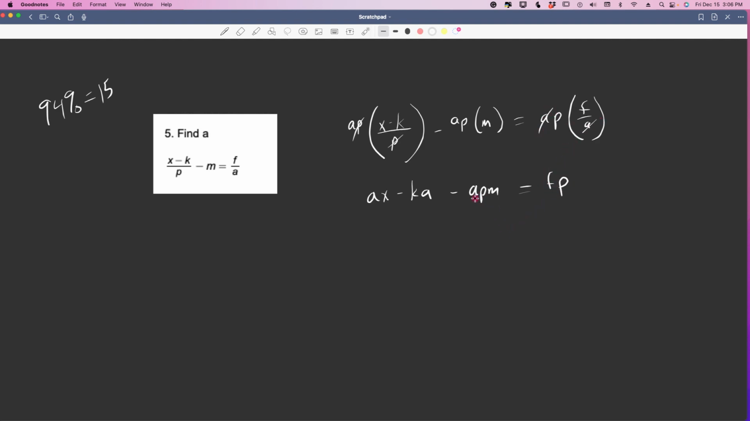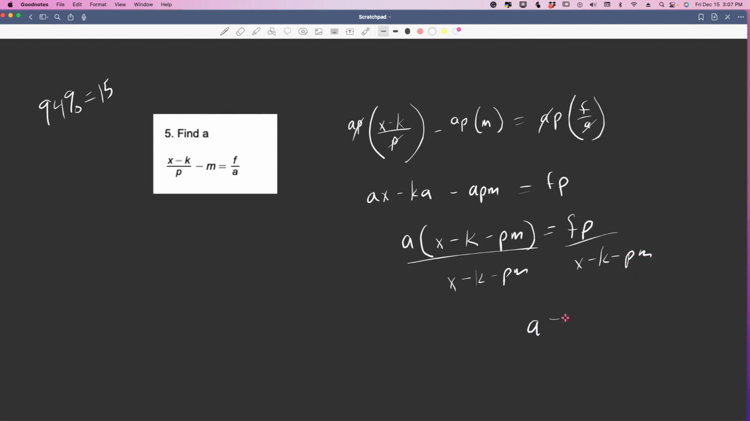All right, we're going to factor out the A's on this side. So A times X minus K minus PM is equal to FP. Divide both sides by X minus K minus PM.